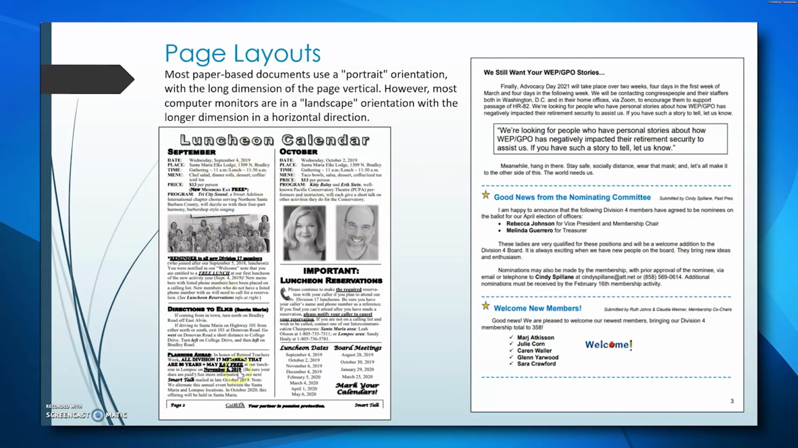Now, on the left, this is the 2-column layout that I just spoke of, and you can see that this particular newsletter editor has divided up these 2 columns into small boxes of information. The editor has included bold headlines that catch your eye, and the content on the page reflects the luncheon calendar of upcoming luncheon events for this division.